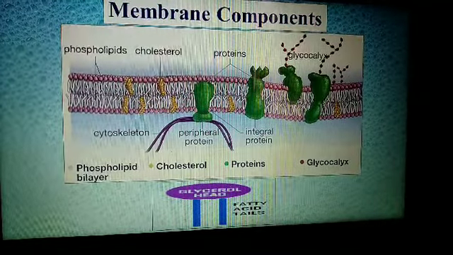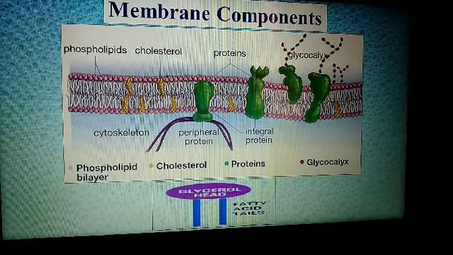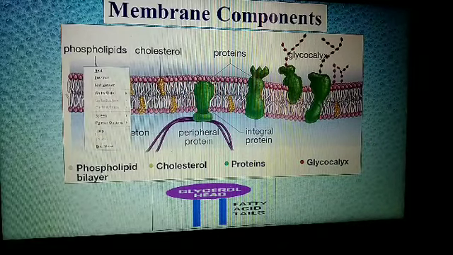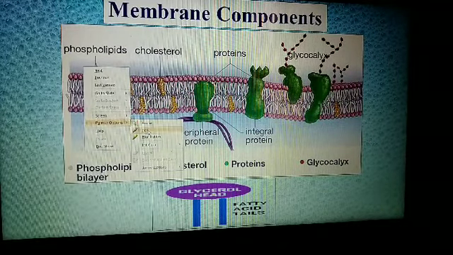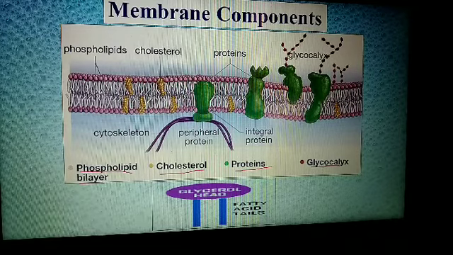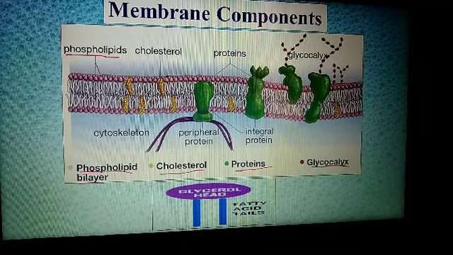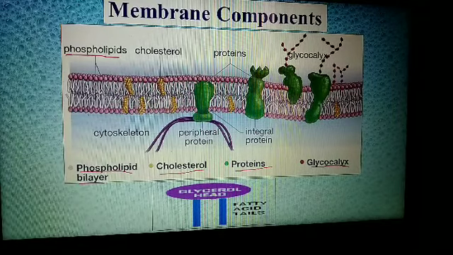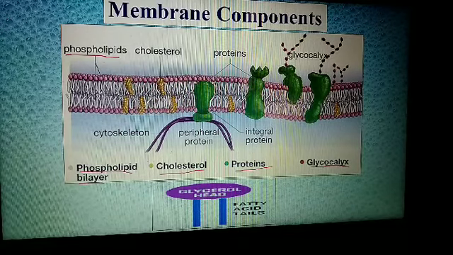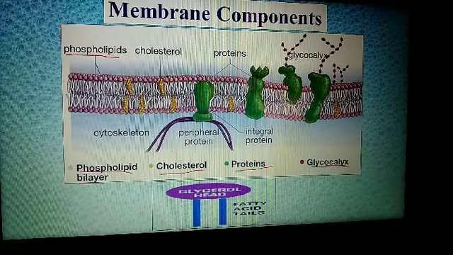So here in the figure you can see nicely that cell membrane is composed of four components: phospholipid bilayer, cholesterol, proteins and glycocalyx. In the figure you can see phospholipid has a bilayer, two layers are found, one having upward direction and another downward direction, and each phospholipid molecule has two regions, that is head region and tail region.